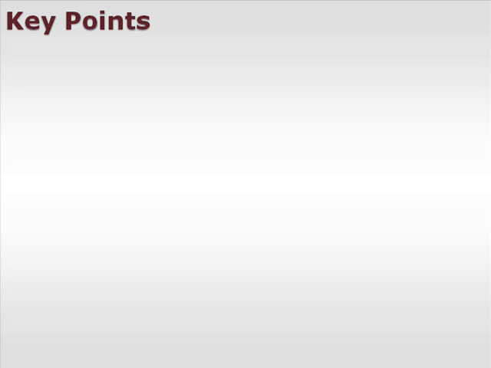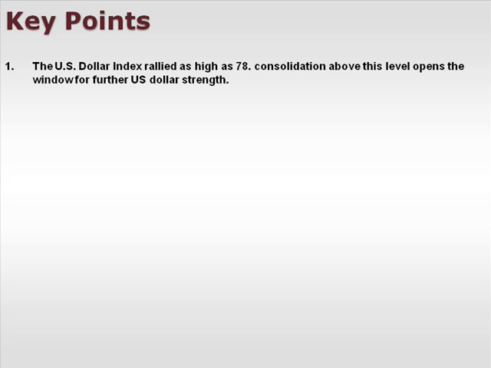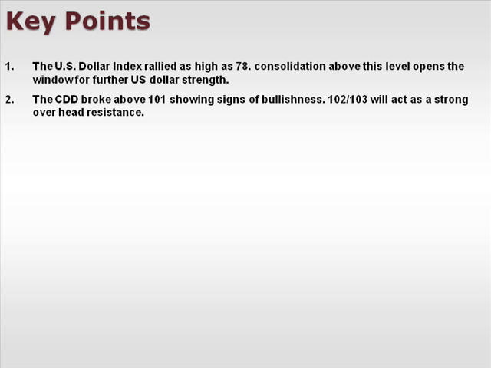Let's take a look at a few of our key points. First of all, the US dollar index rallied as high as 78. Consolidation above this level opens the window for further US dollar strengthening against most of the major currencies. The CDD broke above 101, showing signs of bullishness. 102, 103 will act as a strong overhead resistance.